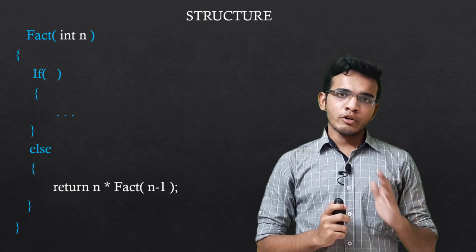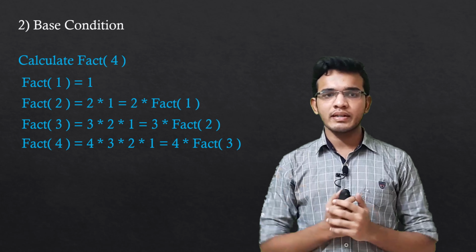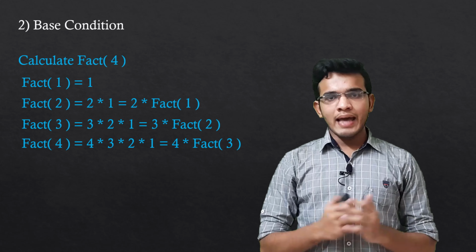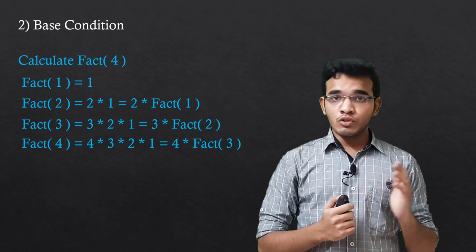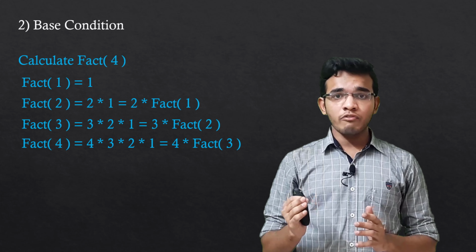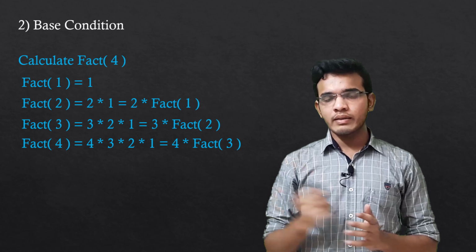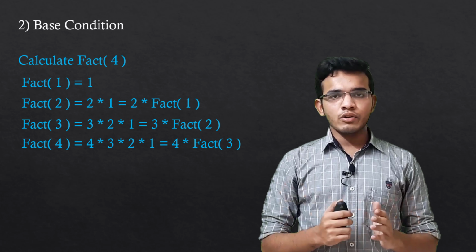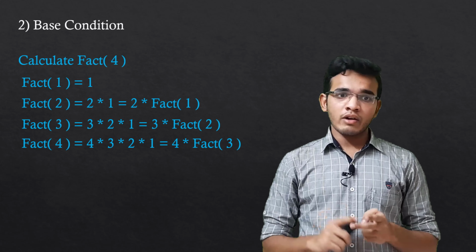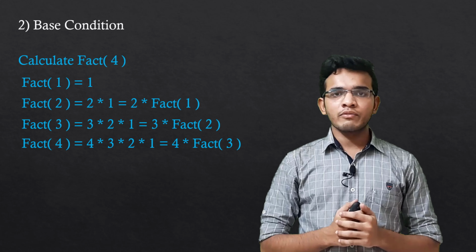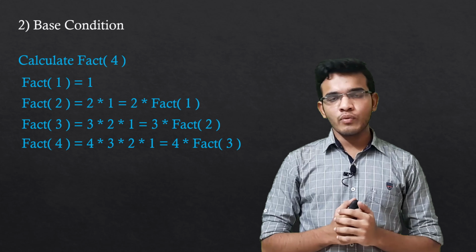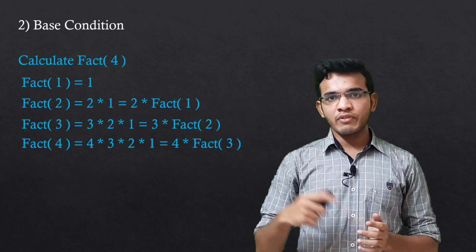And now we need to specify the base condition. Let's understand the base condition. Similarly, consider calculation of factorial of 4. As you can observe here, factorial of 1, factorial of 2, factorial of 3, factorial of 4 are calculated, but the value of factorial of 1 doesn't depend on any other values. If you can see, factorial of 2 depends on factorial of 1, whereas factorial of 3 depends on factorial of 2, and factorial of 4 depends on factorial of 3. But factorial of 1 doesn't depend on any other condition. So we could take this as our base condition and specify it in the if block.